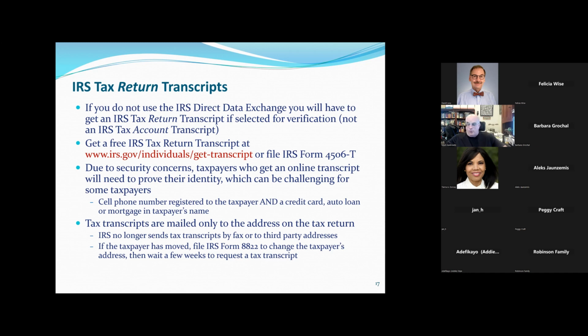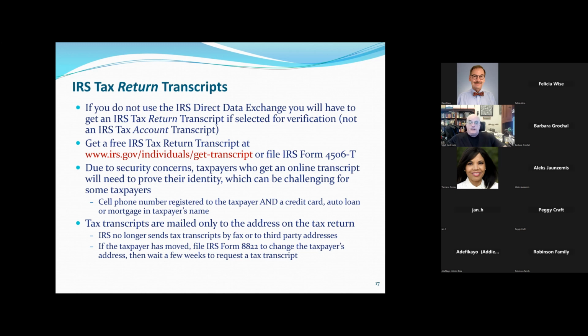Now, there are two forms that are easily confused. One is IRS Form 4506-T, and the other is IRS Form 4506. You want to use the -T version of the form. It is a free form. The 4506 version of the form charges a $50 fee, and that's for an actual copy of your tax return as filed, not just a tax return transcript. You just need the transcript. Okay, so if there's a fee, you're filing the wrong form.